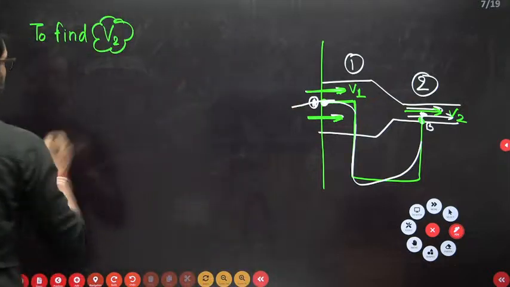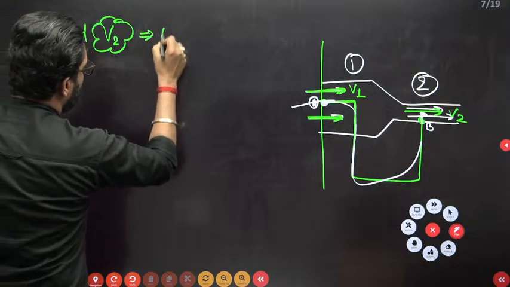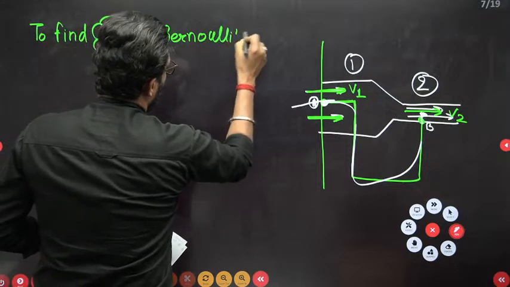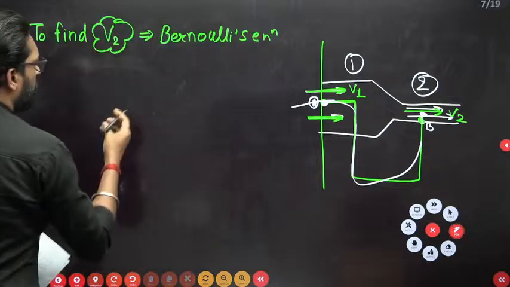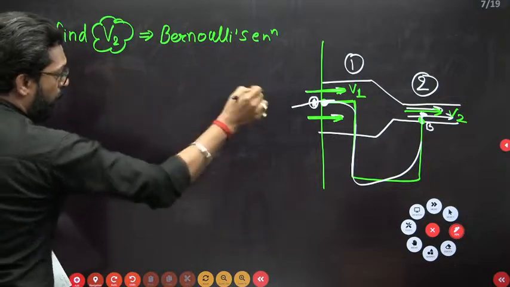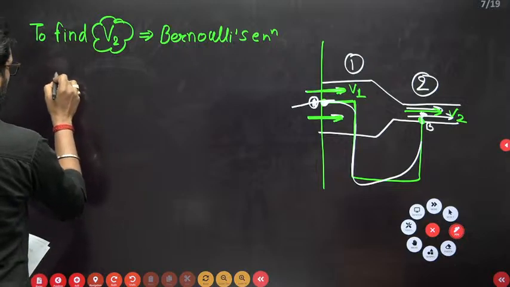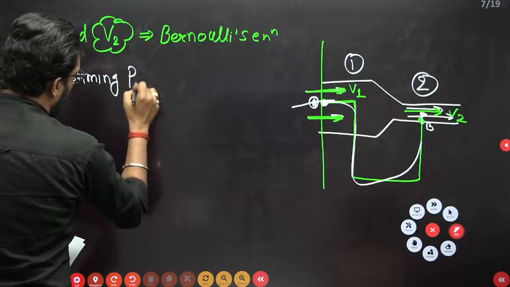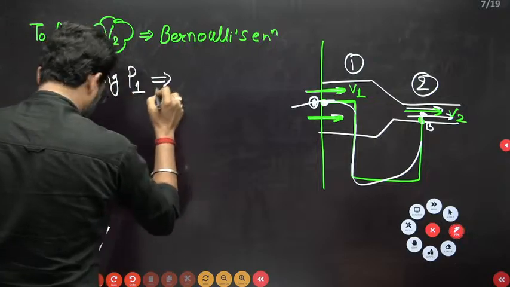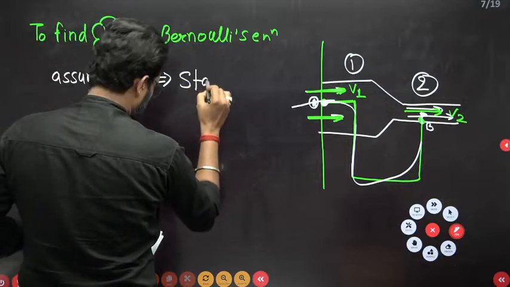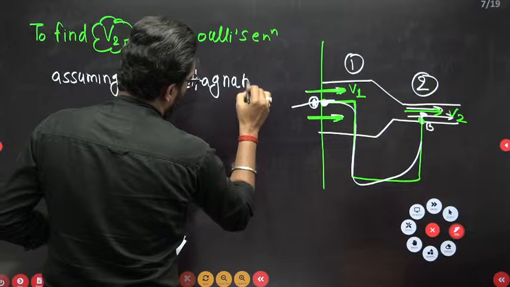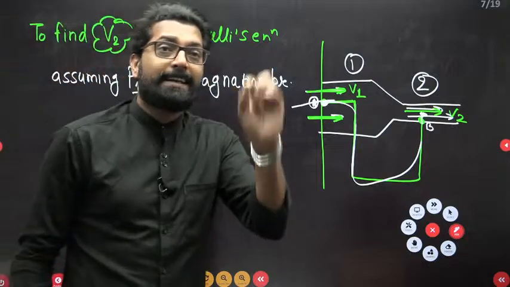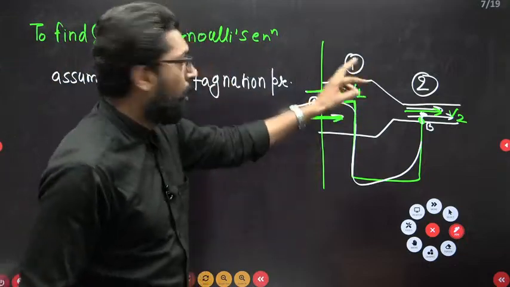So to find the velocity V2, use the Bernoulli equation. At section 1, why? Because this is a Pitot tube, P1 is your stagnation pressure. Beta, the Bernoulli equation is applied at a point, not a section.